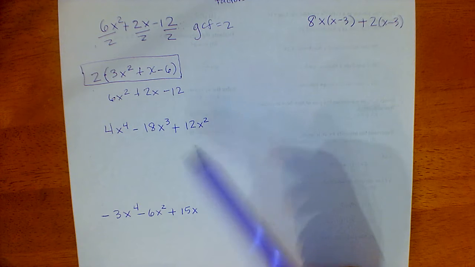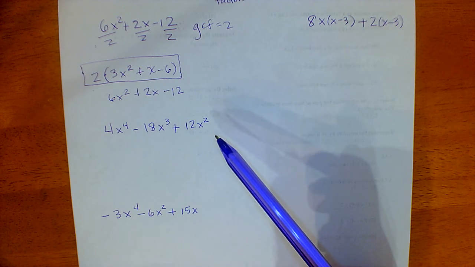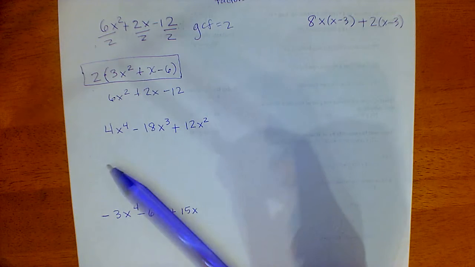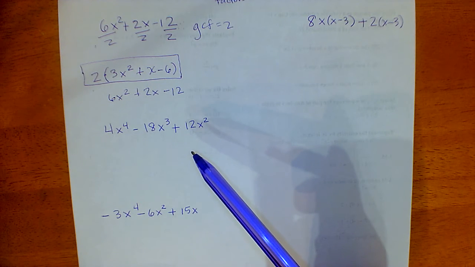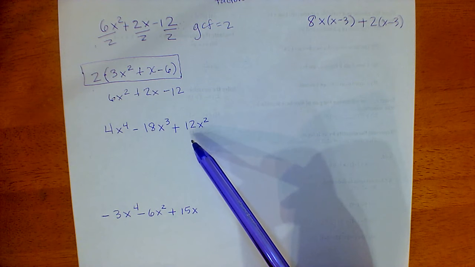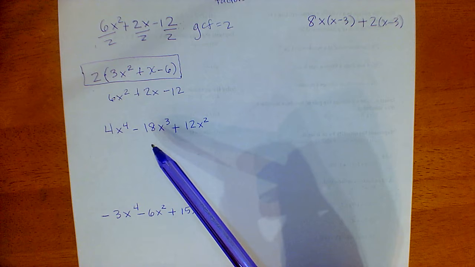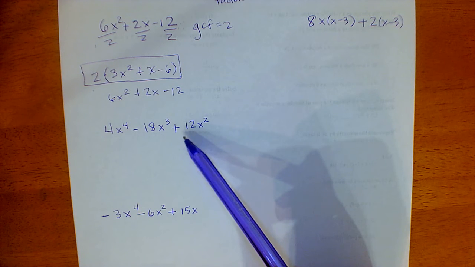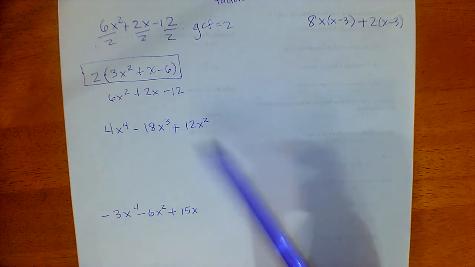Here on this one, we have 4x to the 4th minus 18x to the 3rd plus 12x squared. For the coefficients, all of these coefficients are divisible by, again, 2. 4 and 12 are both divisible by a higher value of 4, but the 18 is not. 18 and 12 are divisible by 6, but the 4 is not. So again, I can only take out a 2.